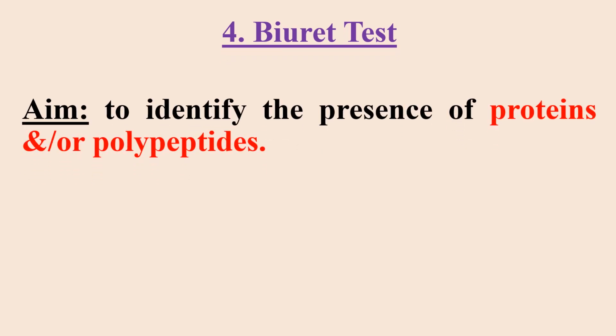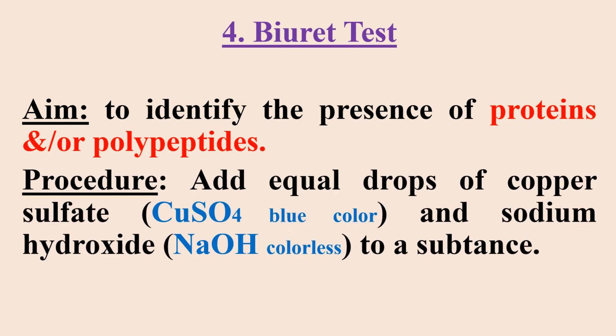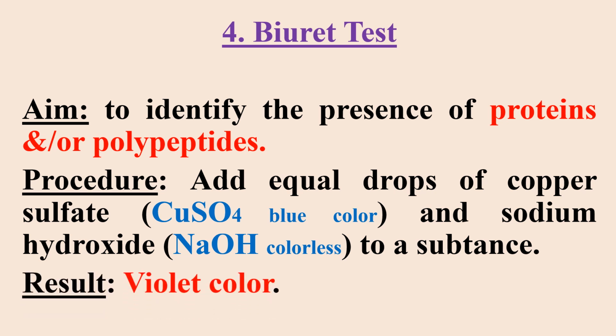So the biuret test, the aim of this test is to identify the presence of proteins and or polypeptides. The procedure: we add equal drops of copper sulfate, CuSO4, which has a blue color, and sodium hydroxide, NaOH, which is colorless, to the substance. The result is violet color. So whenever I see a violet color in the biuret test, it indicates the presence of protein and or polypeptides. It could be protein alone, polypeptide alone, or a mixture of protein and polypeptide. So let's see this video.